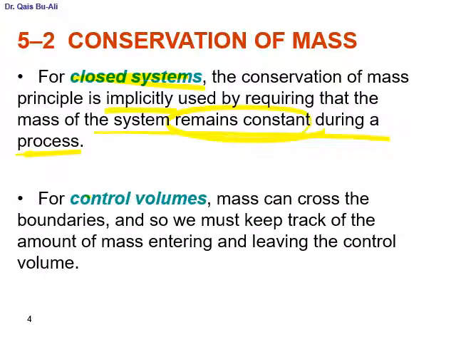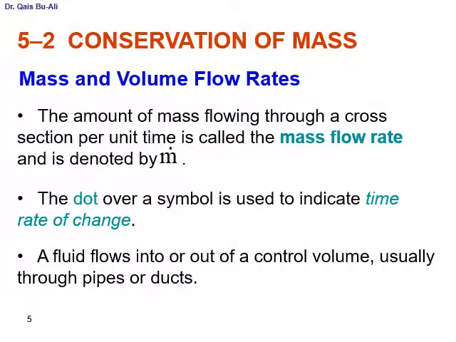However, for control volume, which is an open system, we know that mass can cross the boundaries, can go in and out, and so we must keep track of the amount of mass entering and leaving the control volume. So I want to know how much mass is entering and how much mass is leaving. We want to keep track. So the amount of mass flowing through a cross-section per unit time is called the mass flow rate and is denoted by m dot. Okay, we know this. Mass flow rate is denoted by m dot.